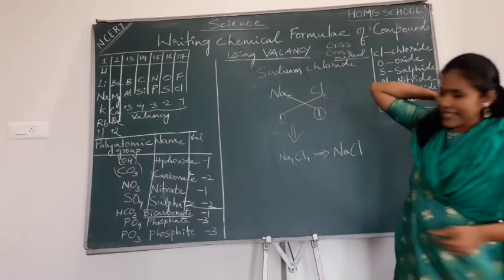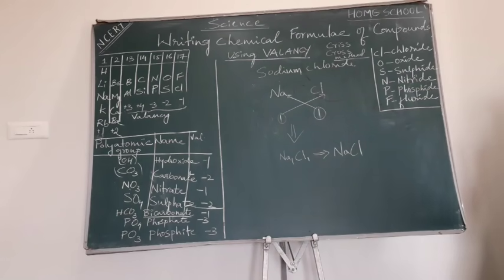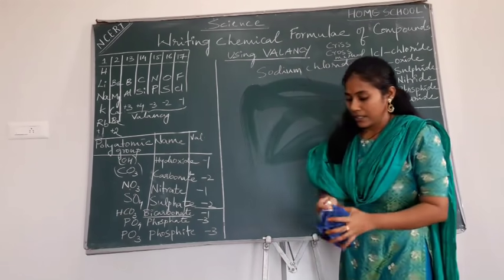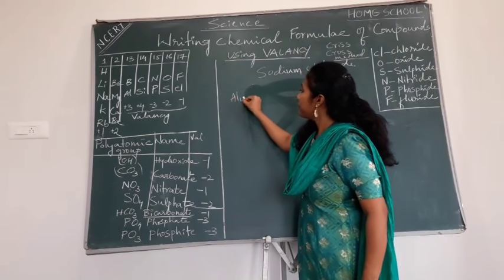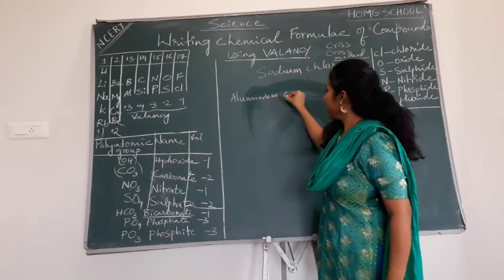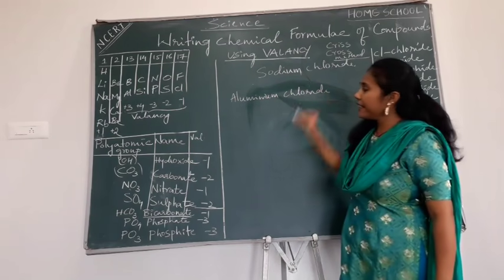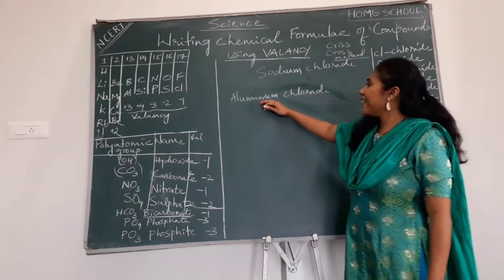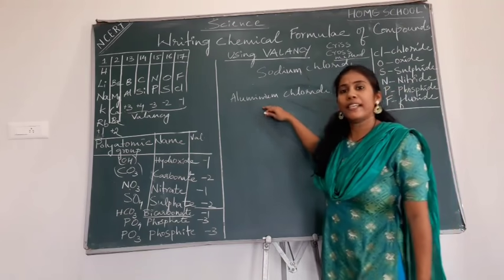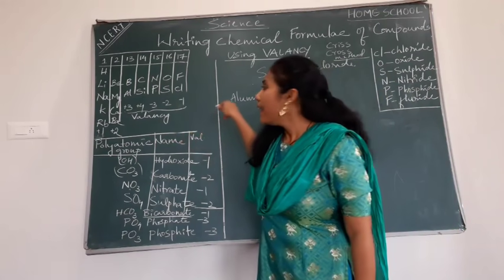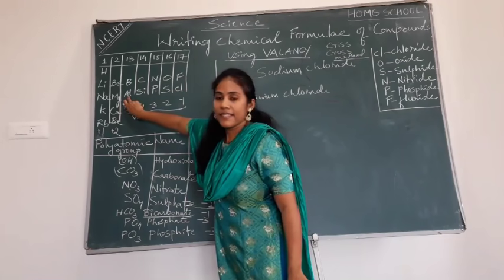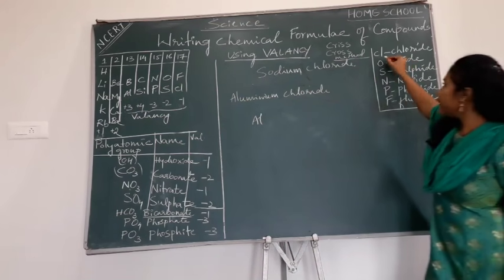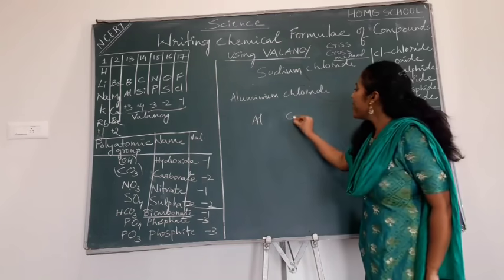Fine. And next we will go for the compound aluminium chloride. So how do you write the formula for aluminium chloride? Same story you have to follow. Just write their symbols. Aluminium is an element in the periodic table, and its symbol is Al. And I told you chloride in the sense Cl you have to mention. So Cl you are writing.